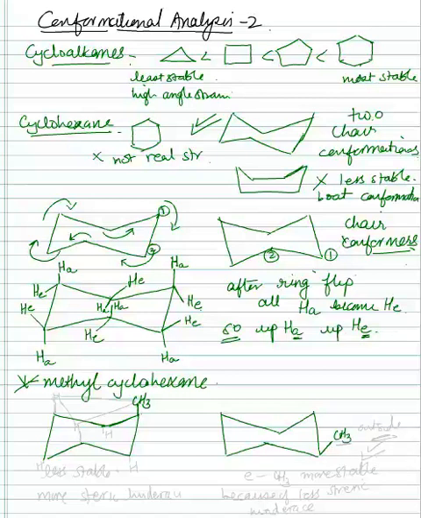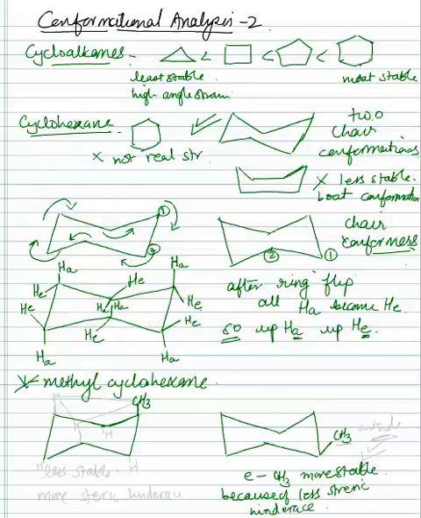All right, now let's look at both the structures and see which one is more stable. The equatorial methyl group is more stable. Why is it more stable? Because of less steric hindrance. And where is the steric hindrance coming from? The steric hindrance is coming from all the hydrogens.